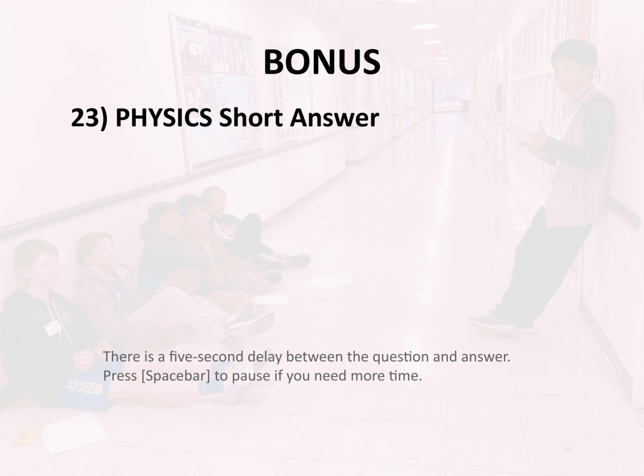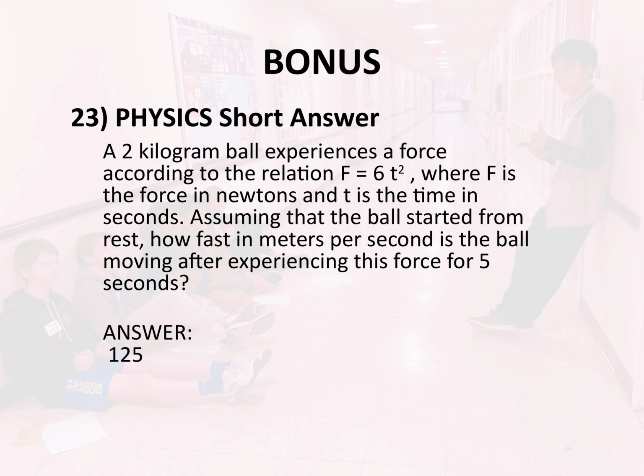Bonus, 23. Physics. Short answer. A 2 kilogram ball experiences a force according to the relation F equals 6t squared, where F is the force in newtons and t is the time in seconds. Assuming that the ball started from rest, how fast in meters per second is the ball moving after experiencing this force for 5 seconds? Answer, 125.